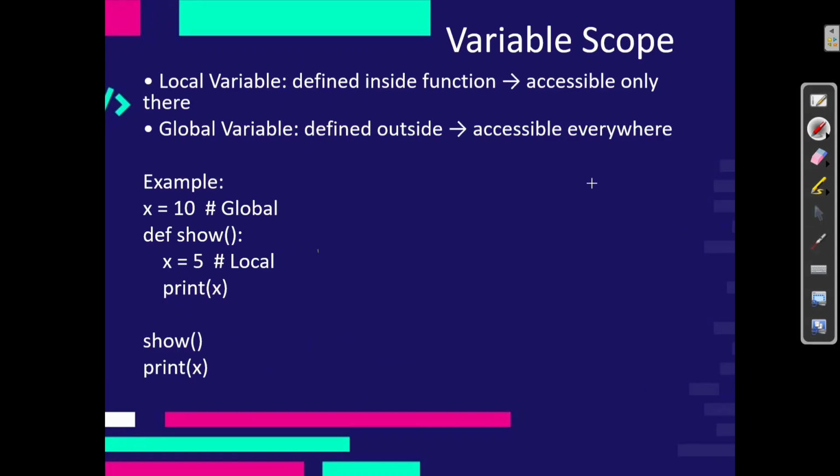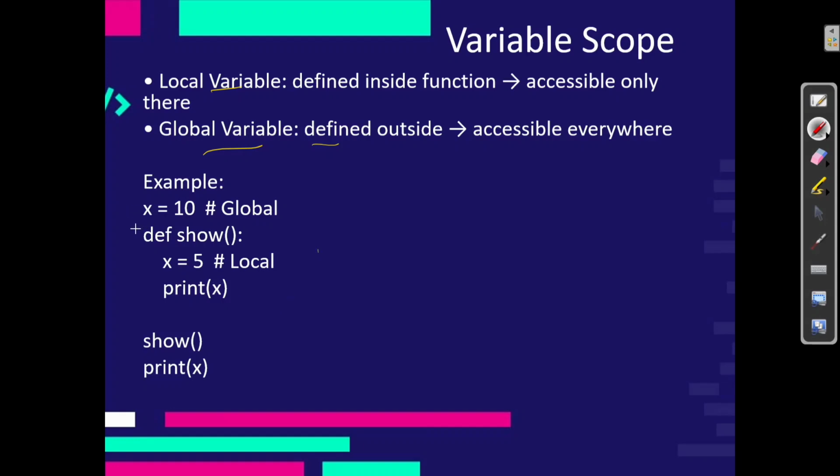Variable scope. There are two types of variable scope: local variable and global variable. As you know, a variable is something we create to store a data value. Local variable means the variable which is defined inside the function, and global variable means the variable we define outside the function. Using the global keyword allows us to modify a global variable inside a function. Okay, that is another thing. So first of all, we will see what is global.